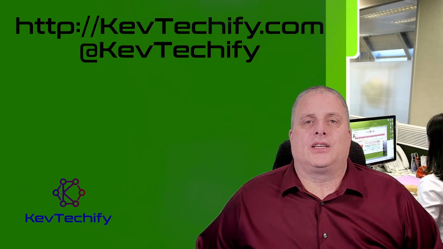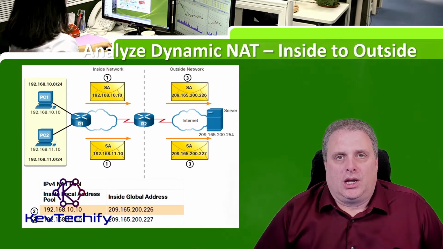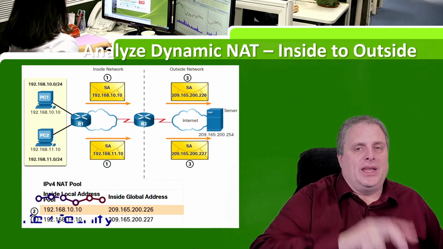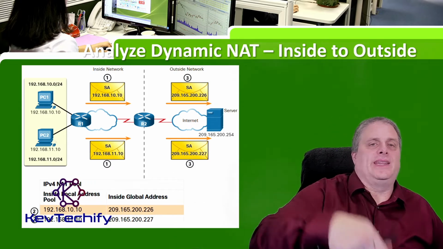When we look at how dynamic NAT works, we typically look at it in two parts. The first part is when we go from the inside to the outside, and then the second part is when we come back from the outside to the inside.